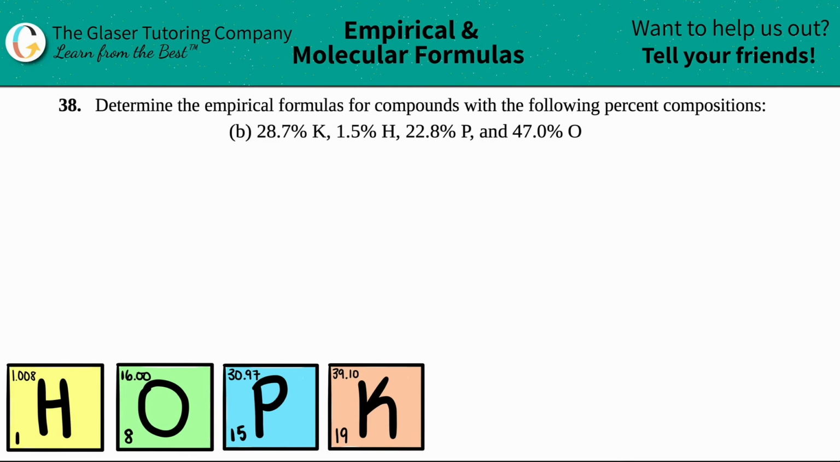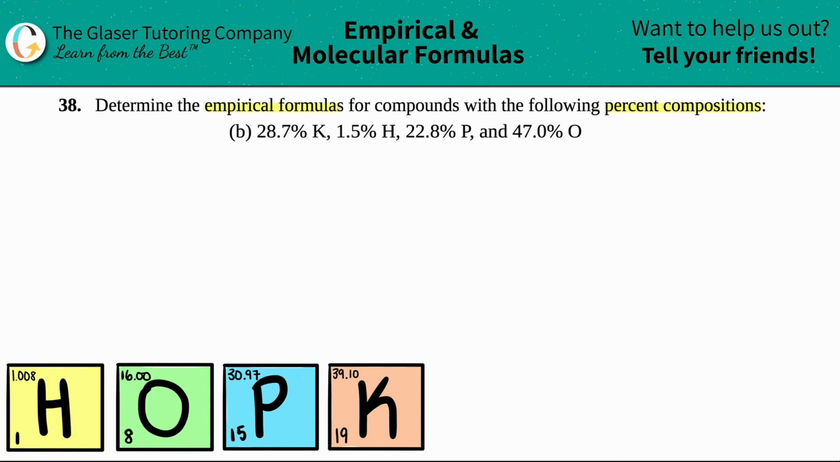Number 38, determine the empirical formulas for compounds with the following percent compositions. And then we have a big one, guys. We got to find an empirical formula with the percent compositions of 28.7% potassium, 1.5% hydrogen, 22.8% phosphorus, and 47.0% oxygen. Okay, so percents to empirical formulas. How do we do it? It's an easy 4-step process.